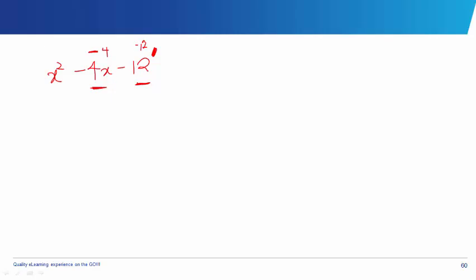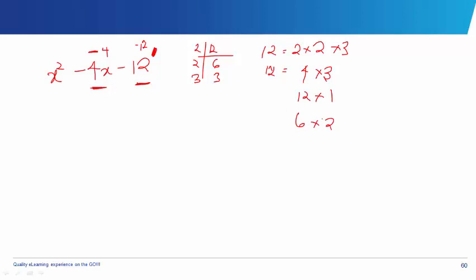Okay? So we need to be very tactical. The factors of 12: 12 equals 2 times 2 times 3, or 12 can also be 4 times 3, or 12 times 1, or 6 times 2. What else can 12 be? Now, of all these ones, which one, when you add or subtract, gives you minus 4, and when you multiply, gives you minus 12?